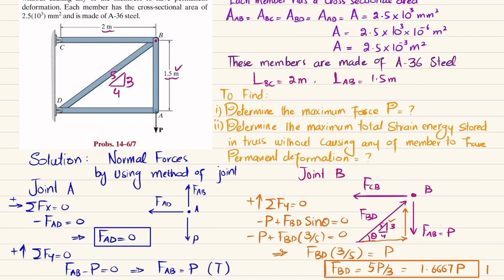Okay, this FBD. So we are talking about this one. So you can see that the force exerted by this member on point B is in this direction. As a result, force in this member will be compressive. So I will write it C.